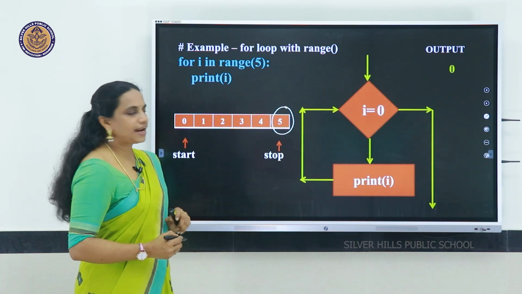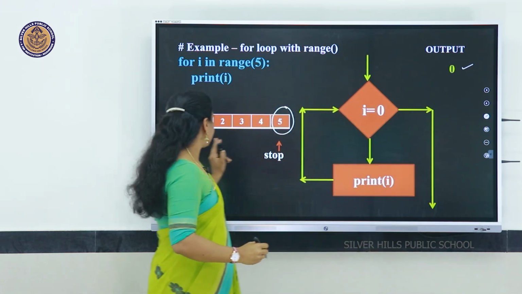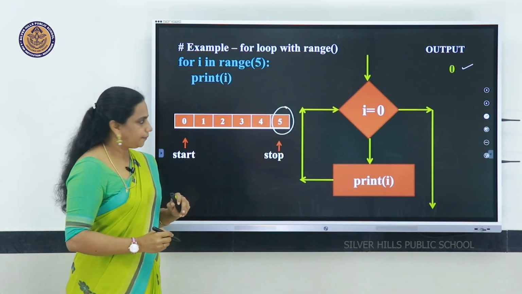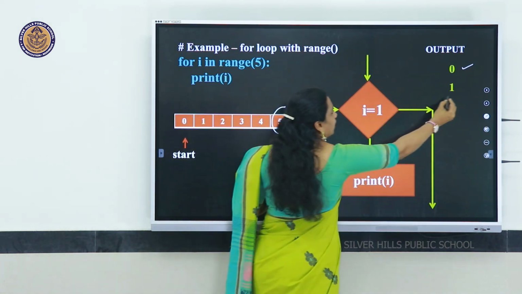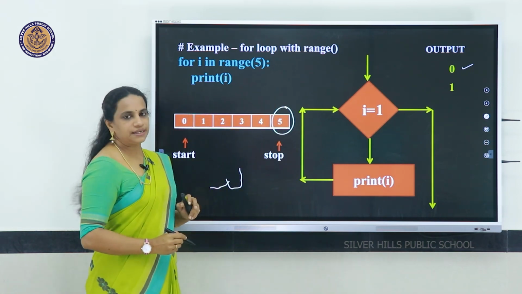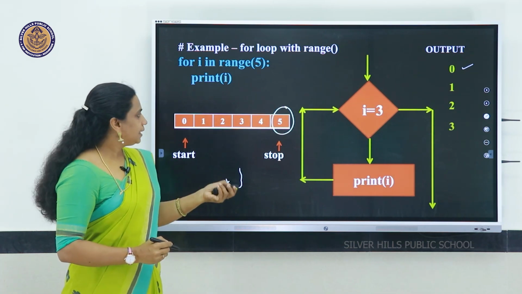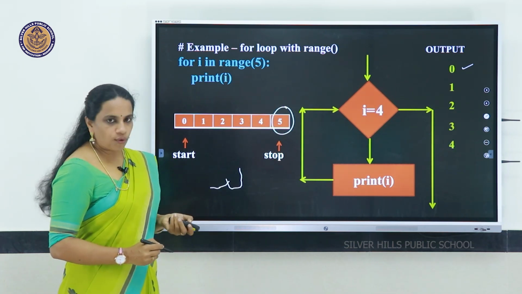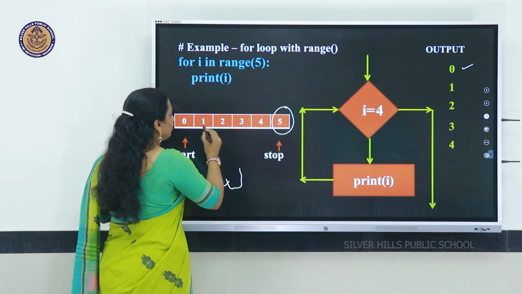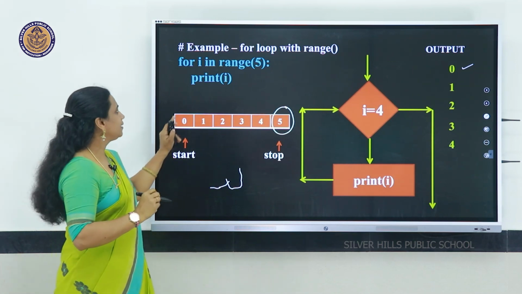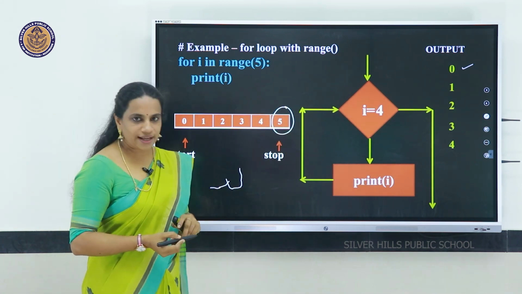What is happening when i is equal to 0? The value 0 is printed, because there is a print statement, print of i. Now, for i equal to 1, the value 1 is printed. For i equal to 2, the value 2 is printed. Then 3 printed, then 4. Now, execution is over. That is, range of 5 means the control variable takes the values 0, 1, 2, 3, 4, and these values are printed.